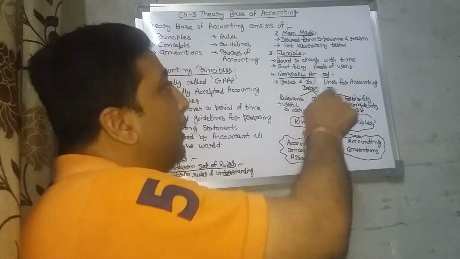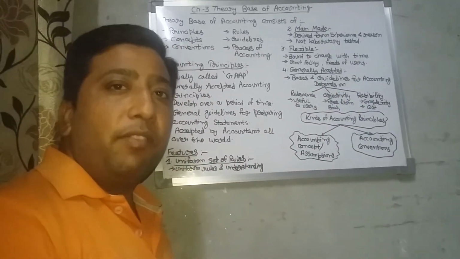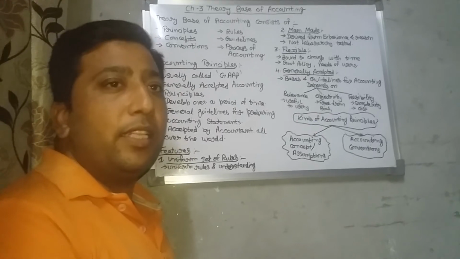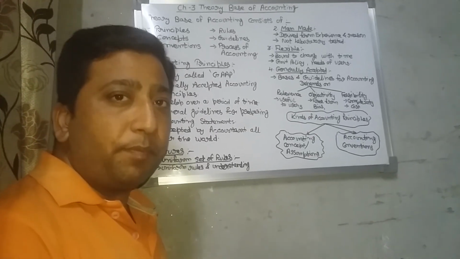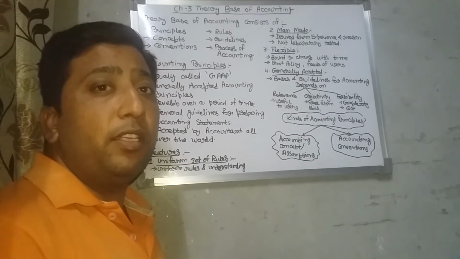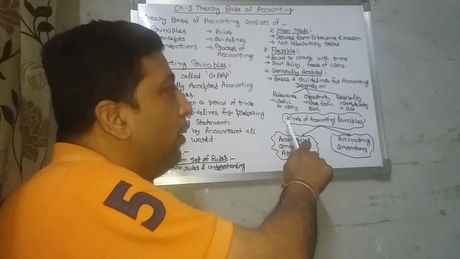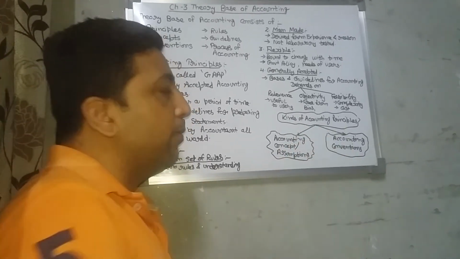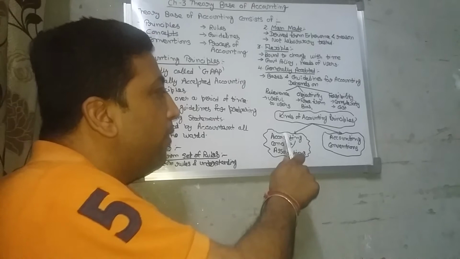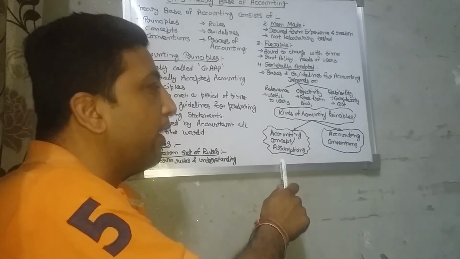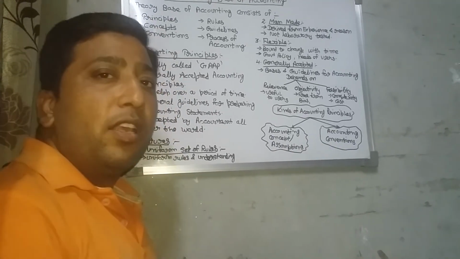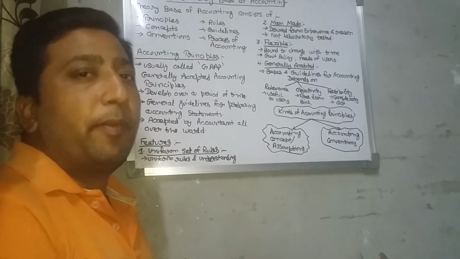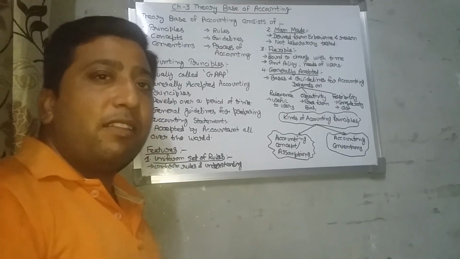So these are the general accounting principles and the features, and why there is a need for accounting principles, because everyone needs accounting information. So next, kinds of accounting principles. There are two types of accounting principles. First is accounting concept, like assumption, and second one is accounting conventions that we have to follow while preparing accounting. So this is the third chapter.